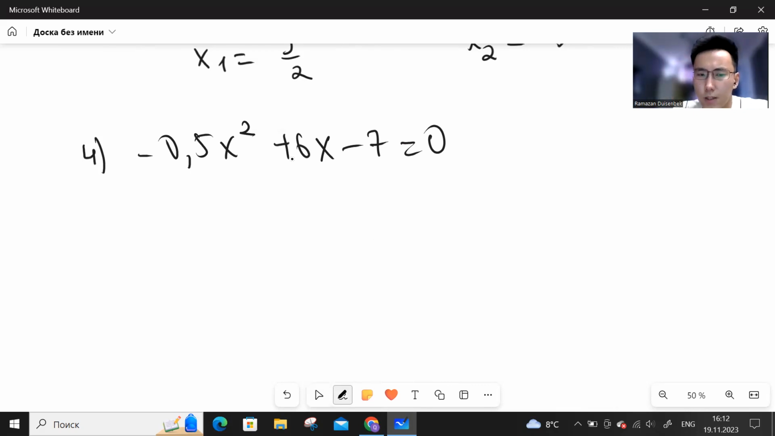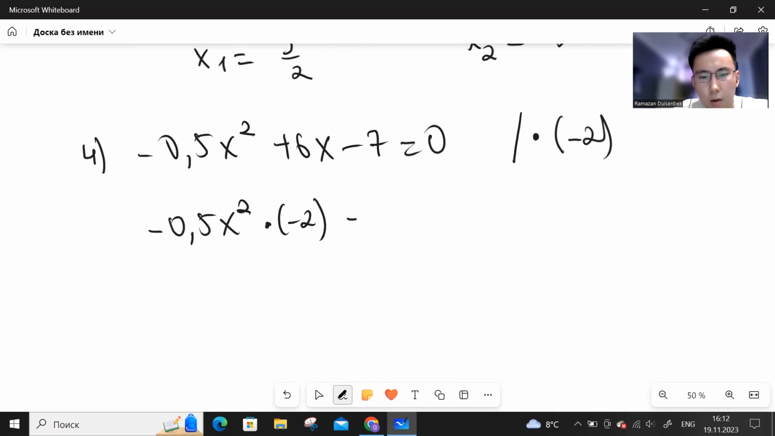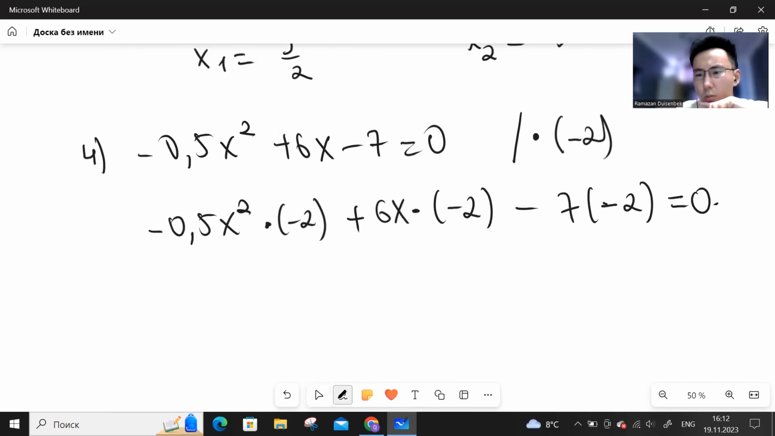I've already told you that I don't want to work with negative numbers. So if I'm gonna multiply the full equation by negative 2, negative 0.5x squared multiplied by negative 2 plus 6x multiplied by negative 2 minus 7 multiplied by negative 2 equals 0 multiplied by negative 2. Negative 0.5 multiplied by negative 2 gives me just 1.